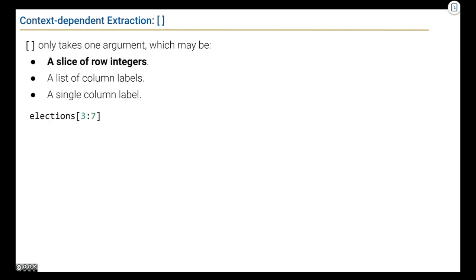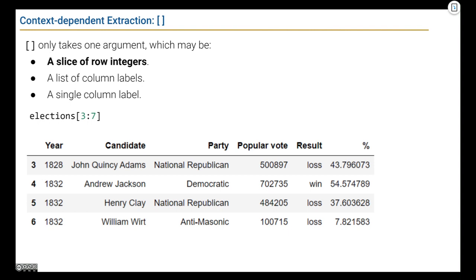All right, so if I'm just going to give it a slice of row integers, this is going to spit out rows 3 through 7, again, exclusive of the stop value. And so this is equivalent to doing elections.iloc and then saying I want 3 to 7 for my rows and I want all columns.